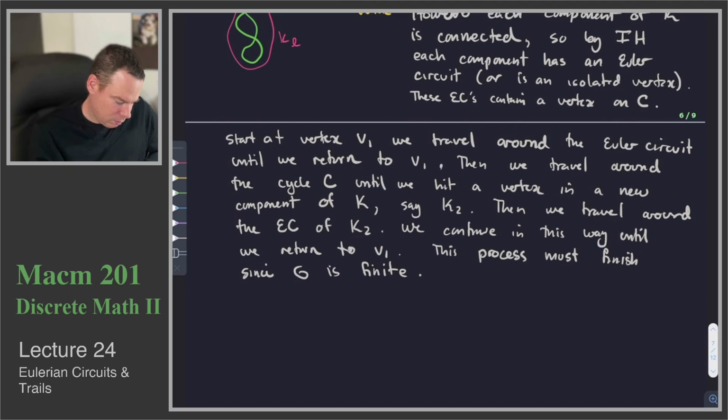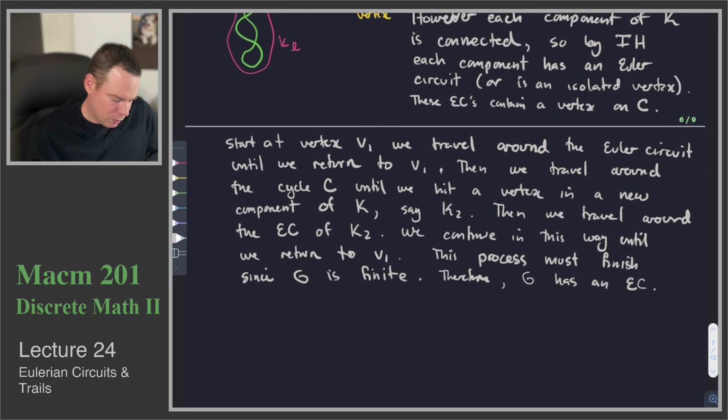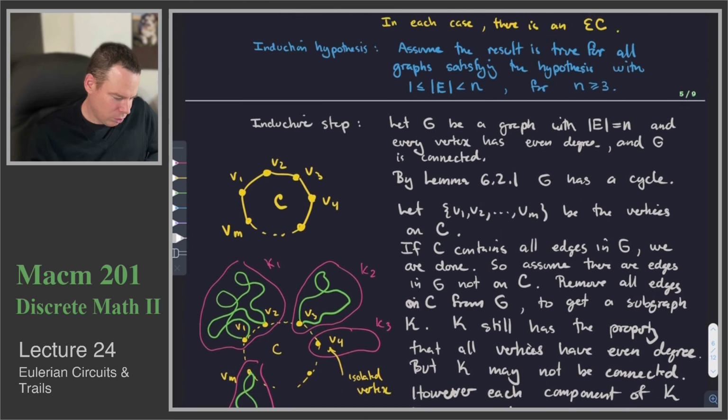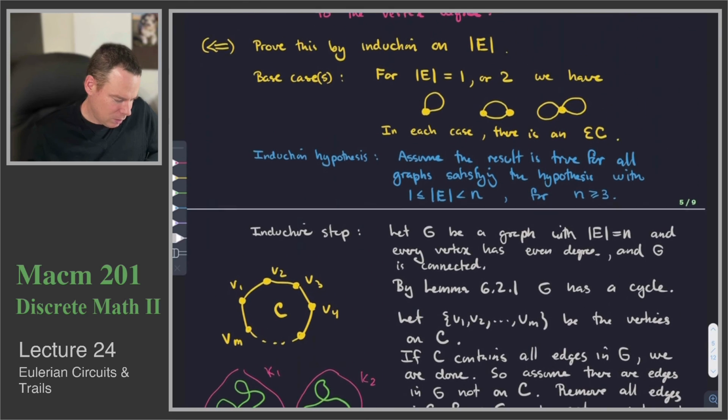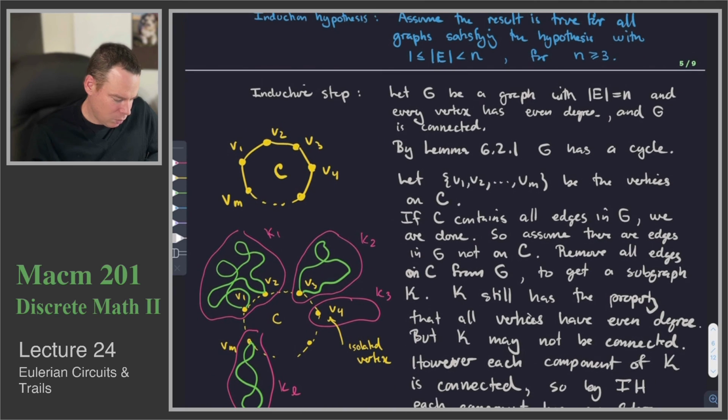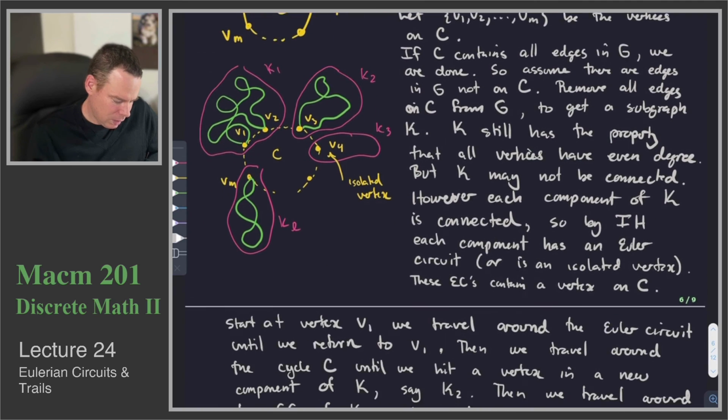So this process must finish since G is finite, and therefore G has an Euler circuit. And so if I scroll back up to see, what part of the proof am I in? This is why I color-coded these things. So the base case was written in yellow, then the induction hypothesis, and then we have our inductive step in white. So I'm still in the inductive step.